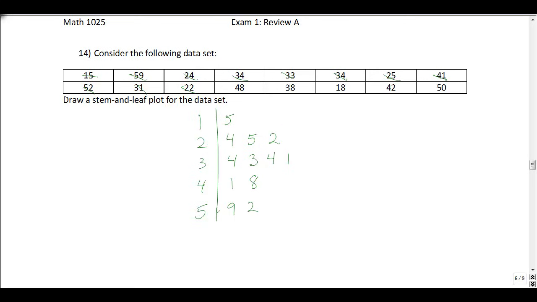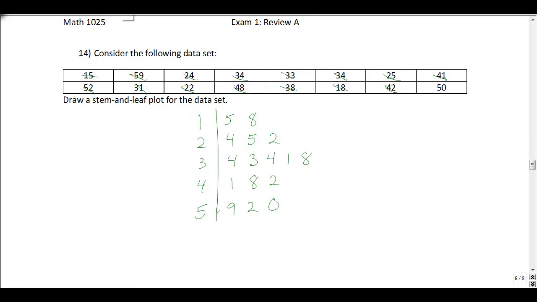48, I'm going to put an 8 there. 38, I'm going to put an 8 there. 18, I'm going to put a 1 and then an 8. 42, it's a 4 and a 2. 50 is a 5 and a 0. And I'm fine if you leave this like that. What you can see is that the most numbers are in the 30s here.